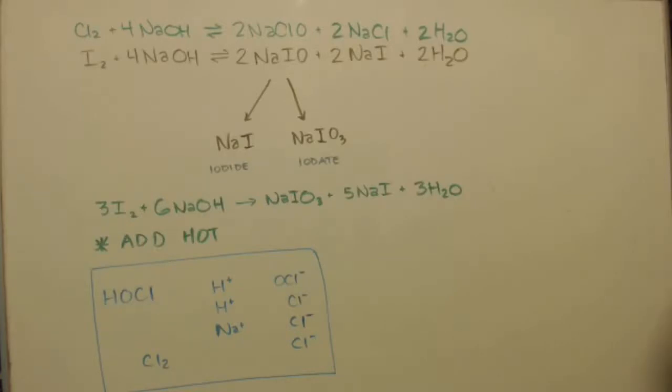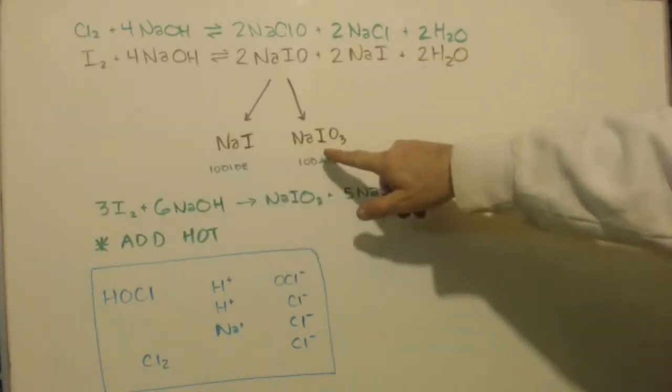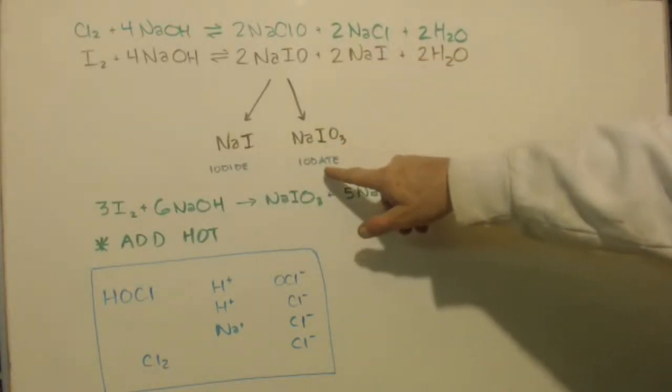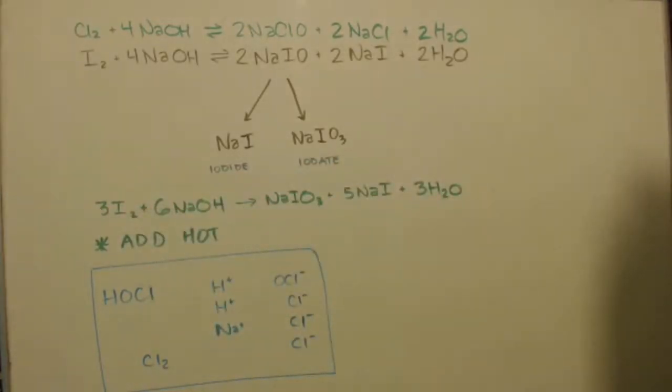Now, how do you make the chlorate? You take that bleach and you boil it, and it disproportionates into sodium chloride and sodium chlorate. And this is the formula for it. Kind of, it's the iodine formula of it.